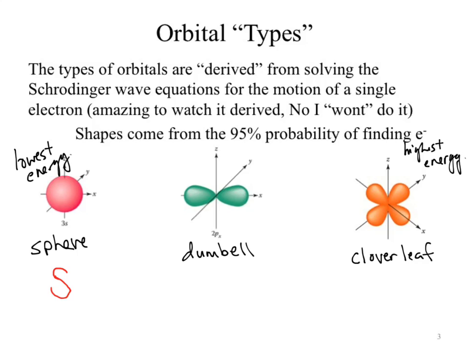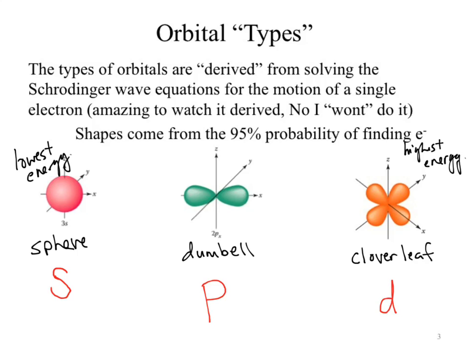The dumbbell shape is known as what? What do we call that one? Not a bad guess, except in German, dumbbell apparently begins with P. I made that up. I don't know if that's true. But the dumbbell shape is definitely your p orbital. When we move to the clover leaf, what do we call that one? There's your d orbital.